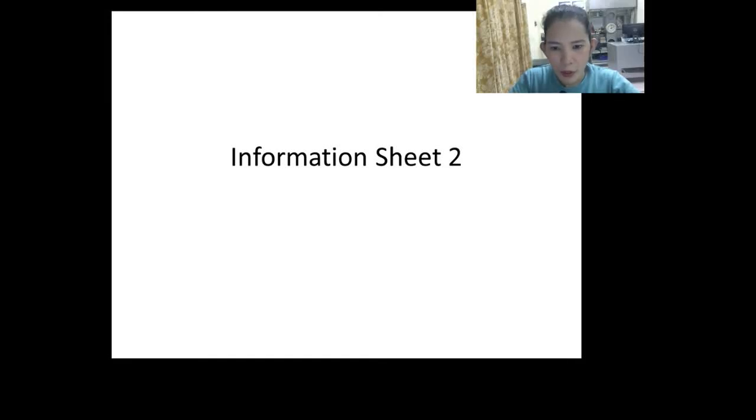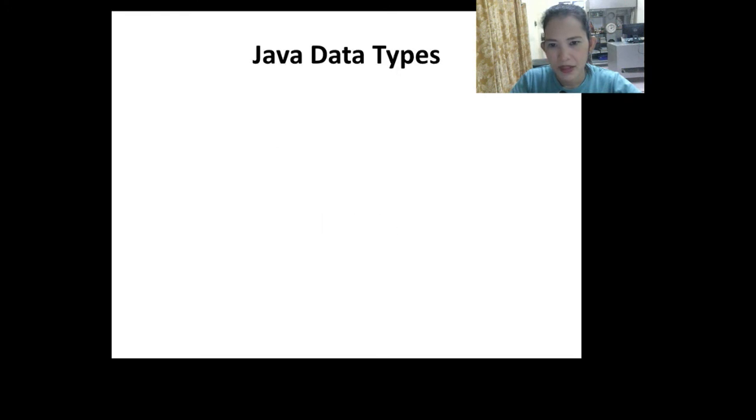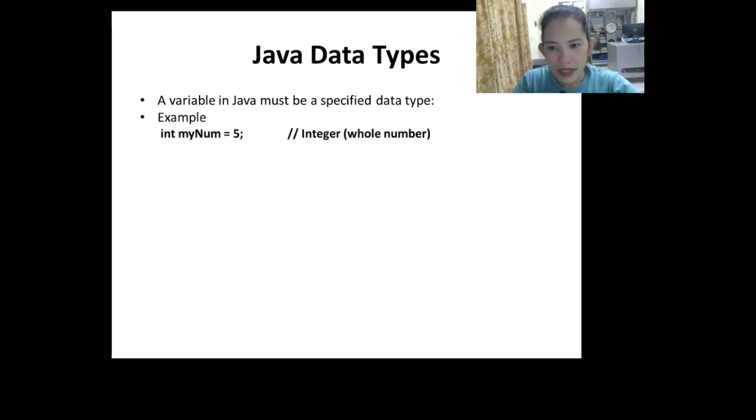In this video, we will discuss data types. A variable in Java must be a specified data type. Example, int myNum = 5. This example has a data type of integer, which is a whole number.